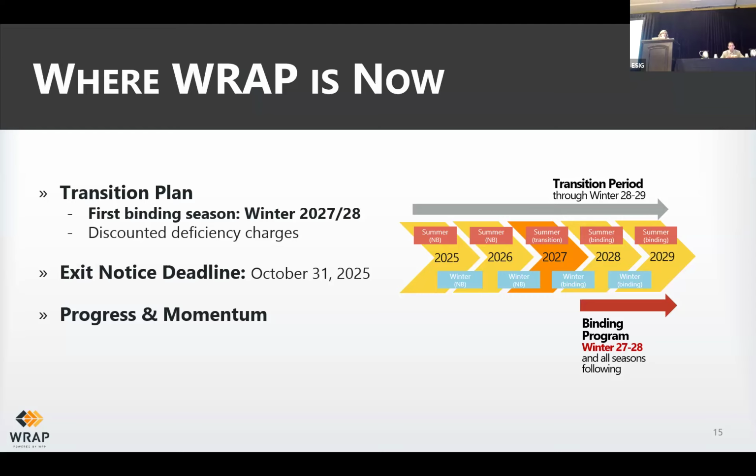But here we are. It is almost October 31st, 2025, which is the deadline in our program for letting us know if you plan to leave the program. If you do not provide an exit notice by Friday, this very Friday, Halloween of all things, then you are automatically in our winter 27 binding program. So the good news for me here is that on November 1, I will have a binding program.